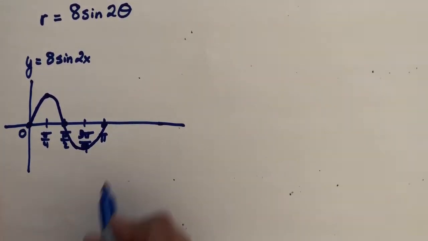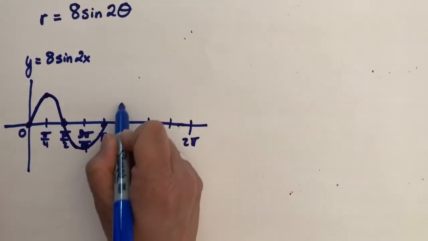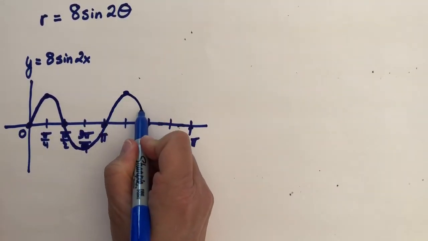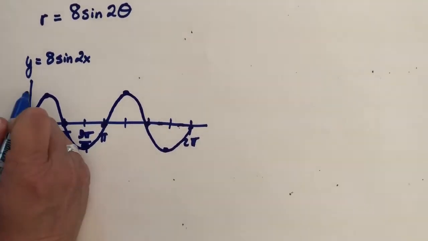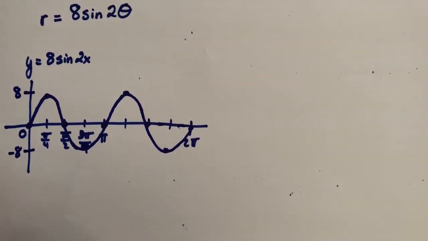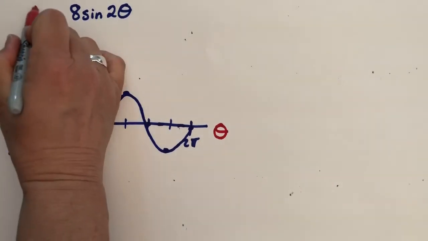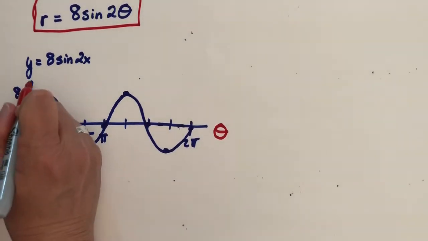But let's continue. Let's graph one more cycle. Let's finish out here at 2 pi. So we'll go up and back down. And so we have a picture of the graph of y equals 8 sine 2x from 0 to 2 pi. We know the amplitude is 8. And we know this is x and this is y, but we're going to translate it. So we're going to think of this as theta, because we're trying to get this equation graphed with respect to polar coordinates. And we're going to think of this as r.